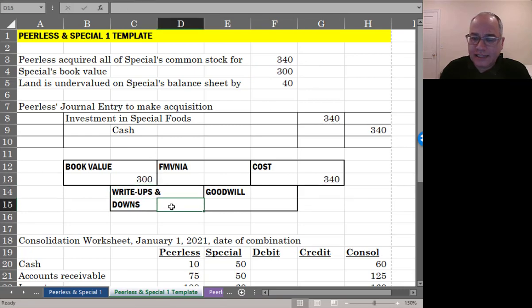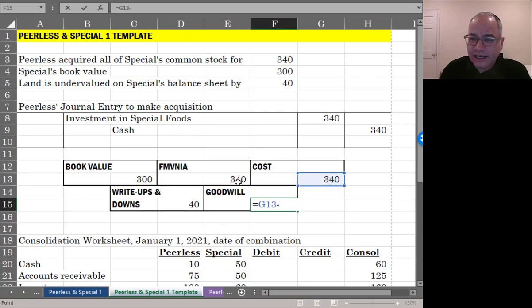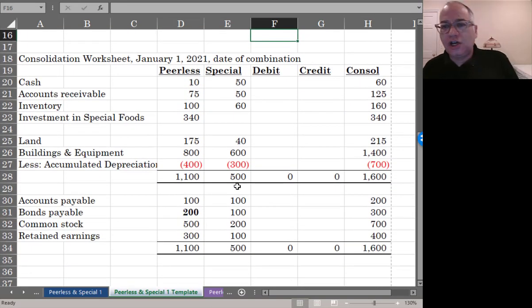And we know that there's a land that's undervalued by $40. So that would mean fair value of the net identifiable assets would be $300 plus $40, or 340, and there is 0 goodwill. So this is a nice simple acquisition, and here you can see a spreadsheet to show how you can consolidate these balance sheets on the date of acquisition.